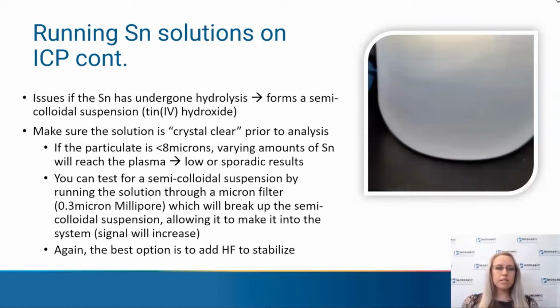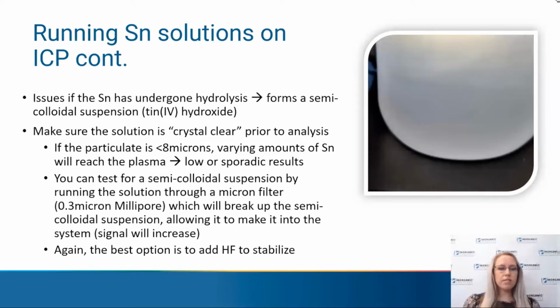And it's important to note that particulate that is less than 8 microns can actually make it to the plasma. So if you do have this type of suspension in there, you can check for that by running it through a micron filter. It's going to break up the semicolloidal suspension, and it's going to allow you to see varying amounts of tin because it's going to allow it to go through the system.